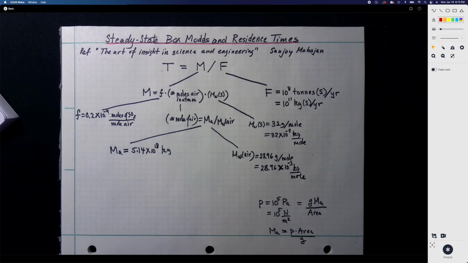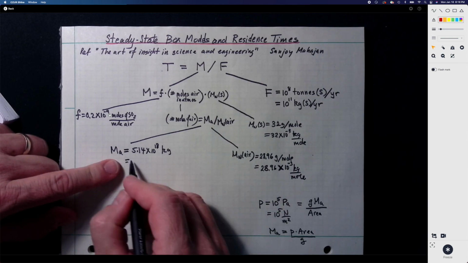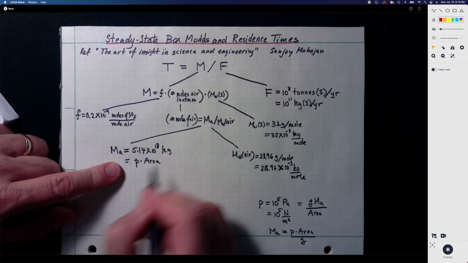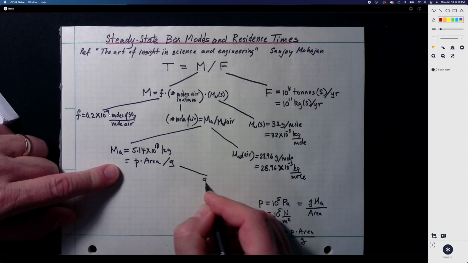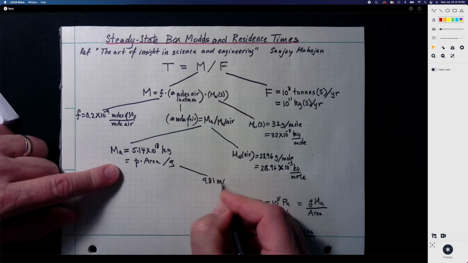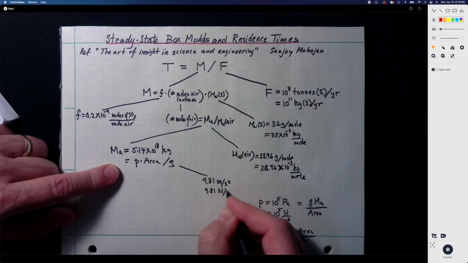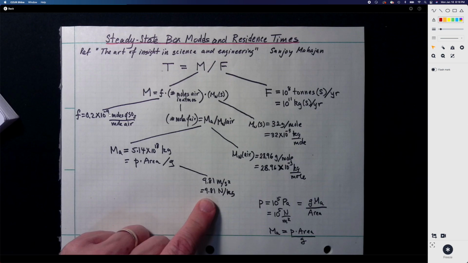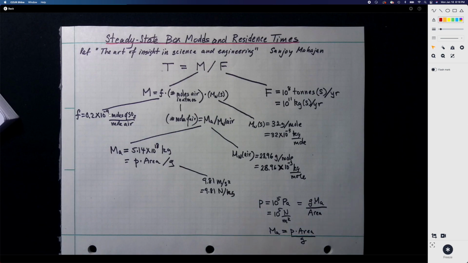And so here, if we didn't know this number, of course we can just use it, but if we didn't know it, we can set this equal to the pressure times the area divided by g. And then g is easy, that's 9.81 meters per second squared, or maybe a better unit would be 9.81 newtons per kilogram. I think the latter units are more intuitive.